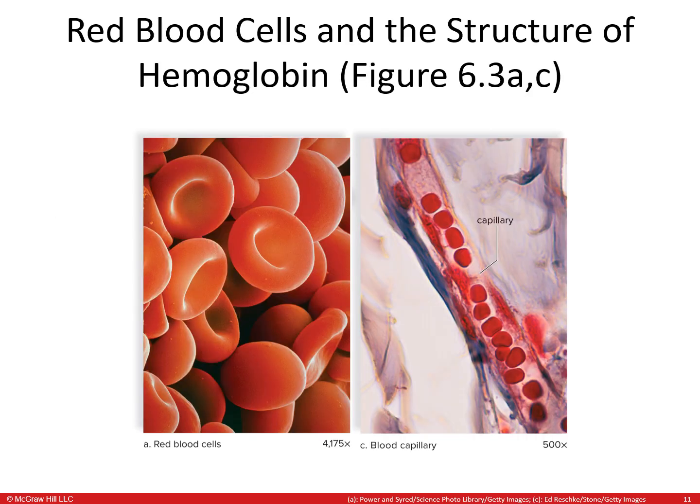Here we have an image of a red blood cell. This is very distinct. This is the only cell that has this rounded donut shape. Again, the purpose of the red blood cell is to carry oxygen within the body.